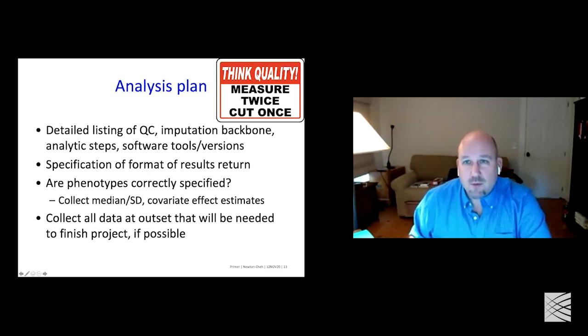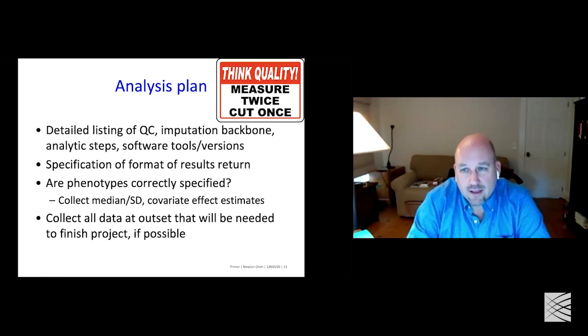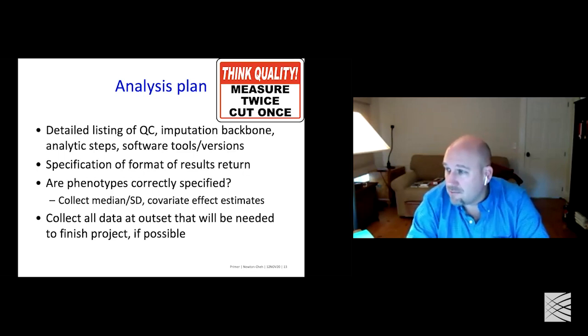I think it's really important at the outset of a project to be quite formal in developing a detailed written analysis plan. And I think often these can be modeled on other projects that have had a similar structure, but a detailed listing of the quality control steps that should be applied at the cohort level. For example, things like imputation backbones that should be used, whether to use 1,000 Genomes or various iterations of UK Biobank or TOPMed or other sequencing projects.